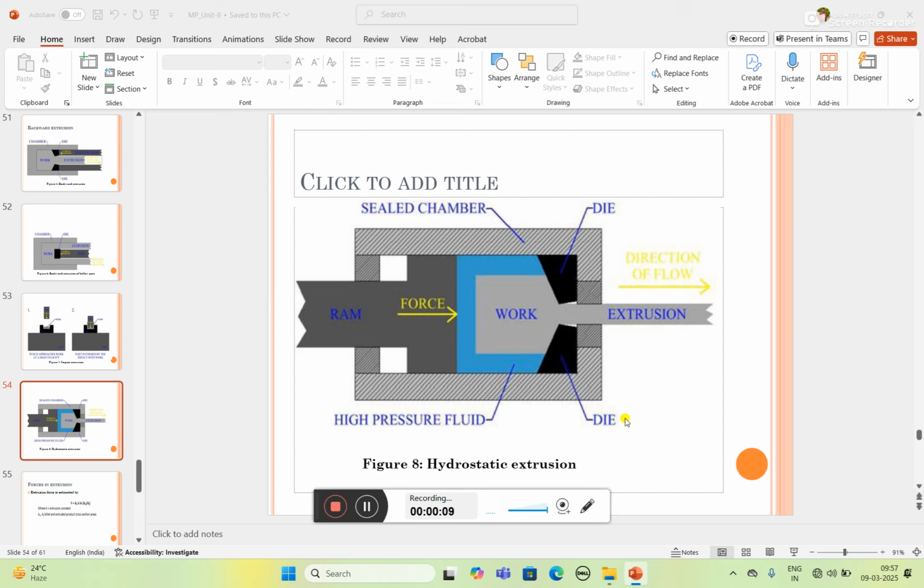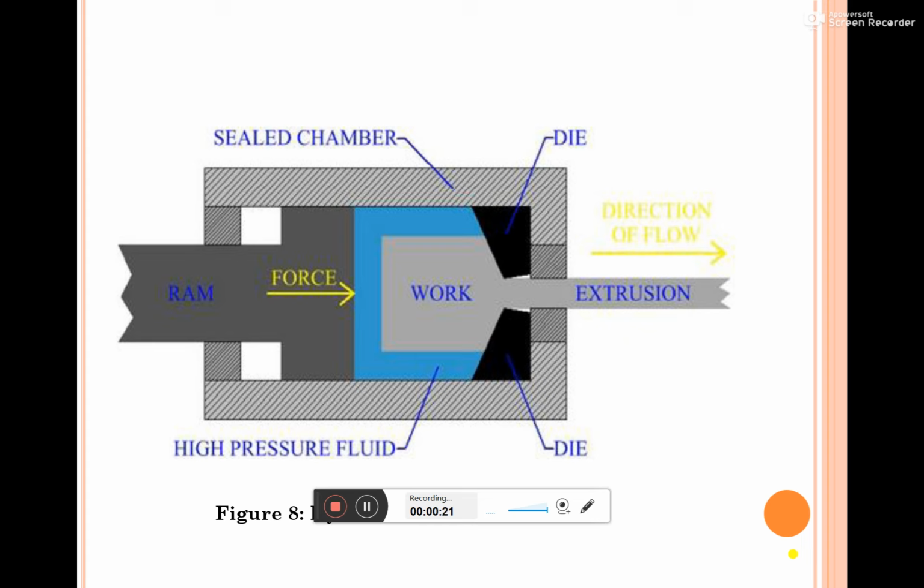Today, I am going to explain about hydrostatic extrusion. In the earlier class, I explained what extrusion is, and what forward extrusion and backward extrusion are. So whatever picture you are seeing now, this figure is related to hydrostatic extrusion.